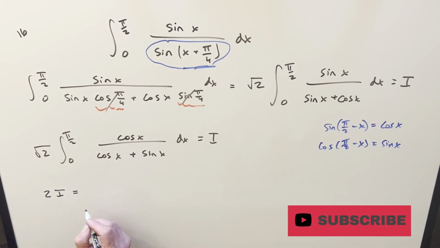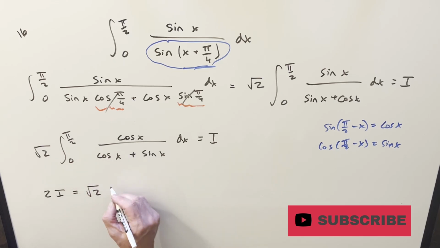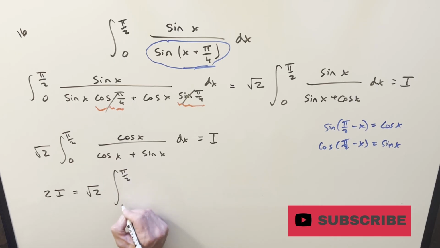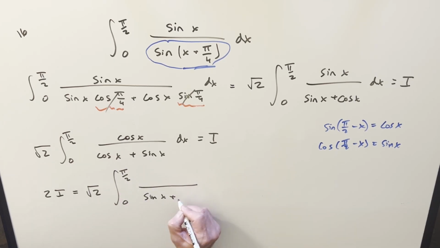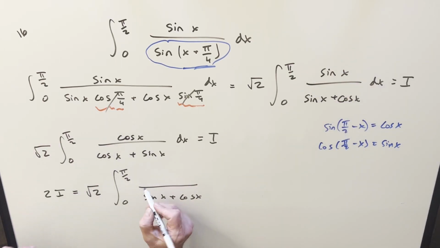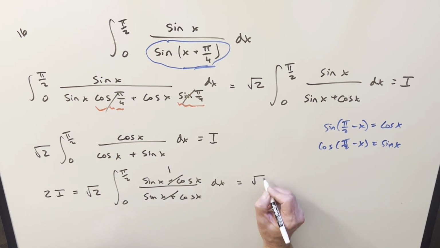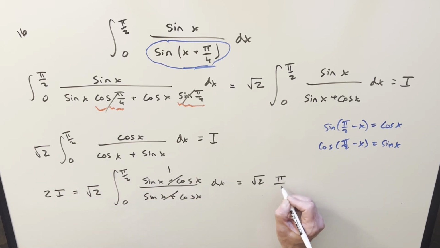We have 2I. But when we do it, now we've got the same bounds. We get the same denominator, I just have this in a different order. So this is going to become 0 to pi over 2, same denominator, sine x plus cosine x. Add the numerators, again, sine x plus cosine x. But this is going to cancel with this. We're just integrating 1. We still have the square root of 2 in front. The integral of 1 is just going to be x evaluated from 0 to pi over 2. That's just going to be pi over 2.